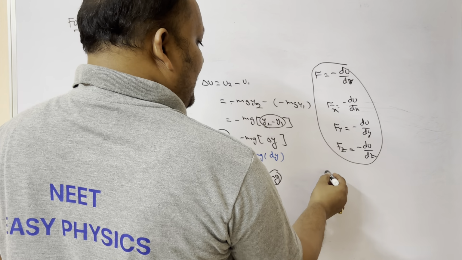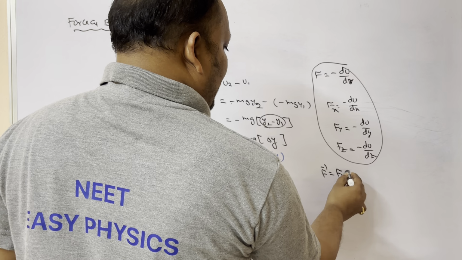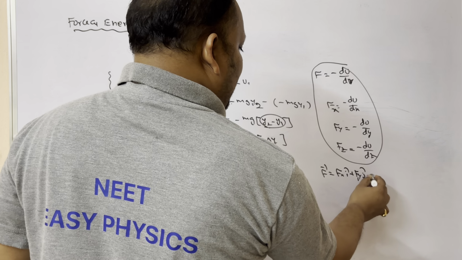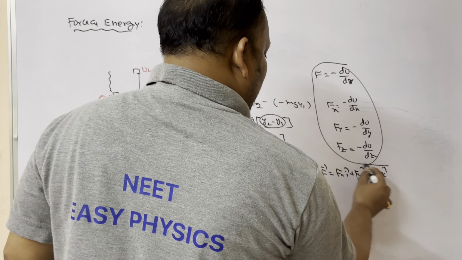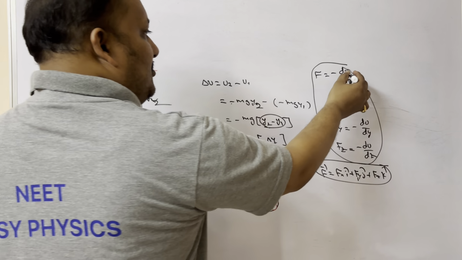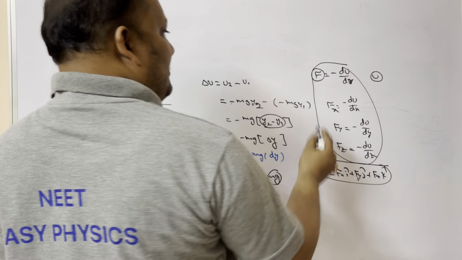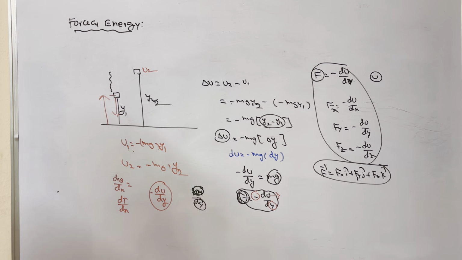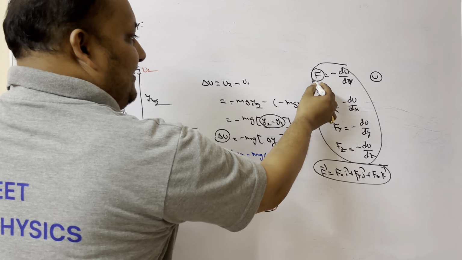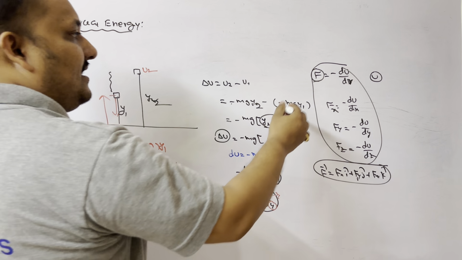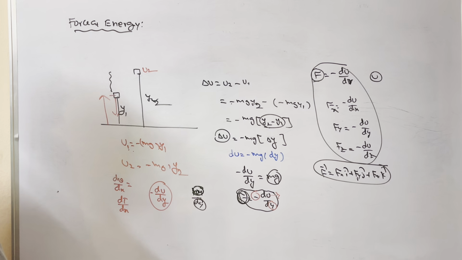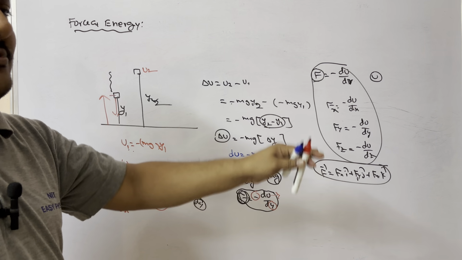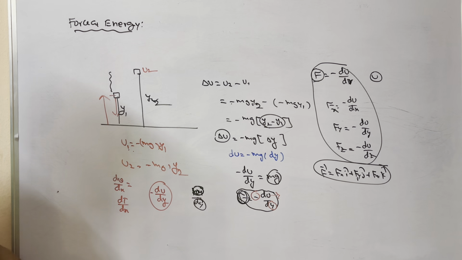So this force they write as F bar is equal to Fx i cap plus Fy j cap plus Fz k cap. They will give you the potential energy equation and ask what the force is. At that time you have to use this very important equation, and from here you also get the equilibrium condition. So what is equilibrium? How many types of equilibrium will there be? We will see.